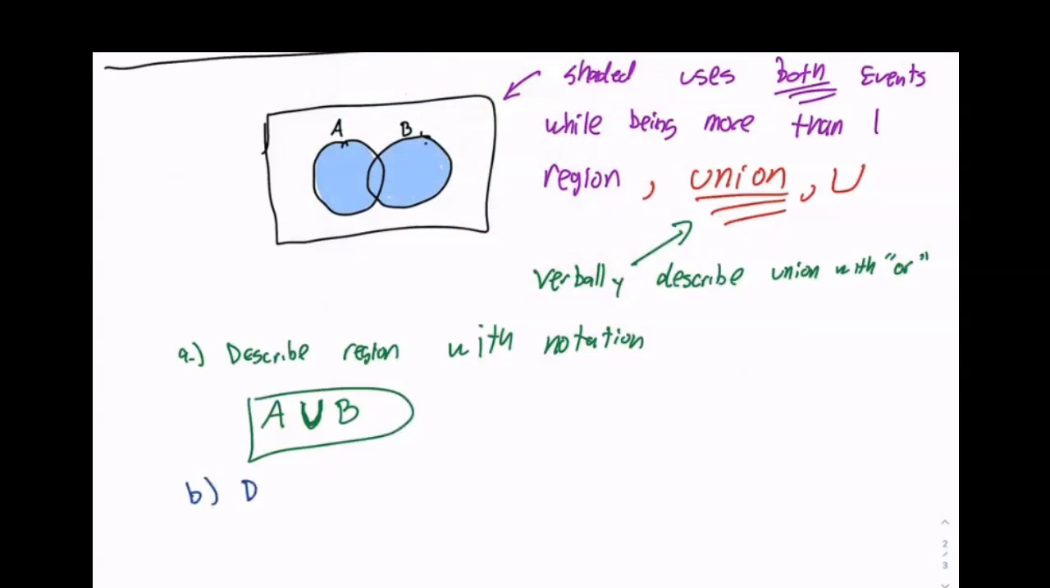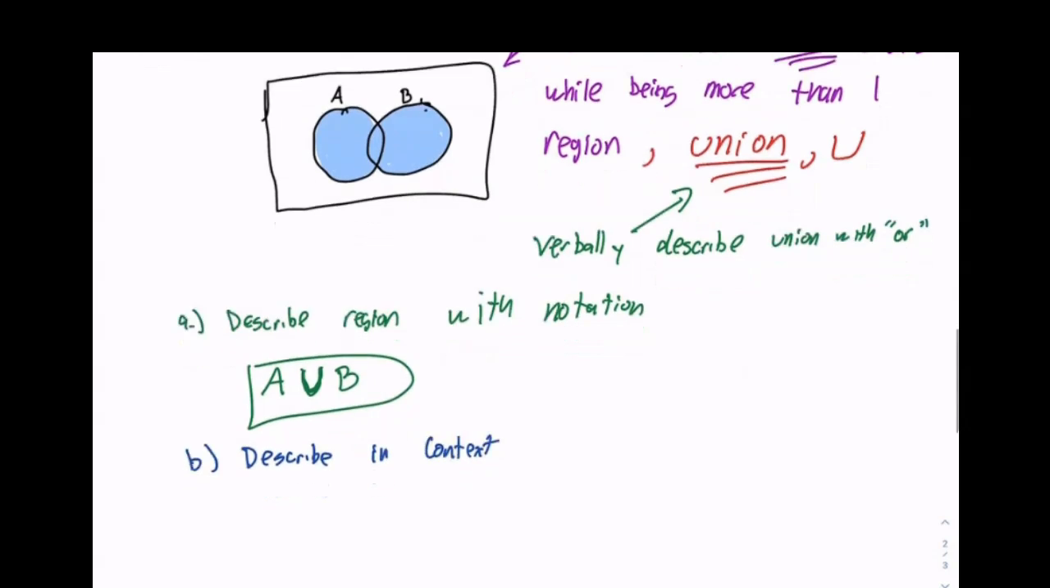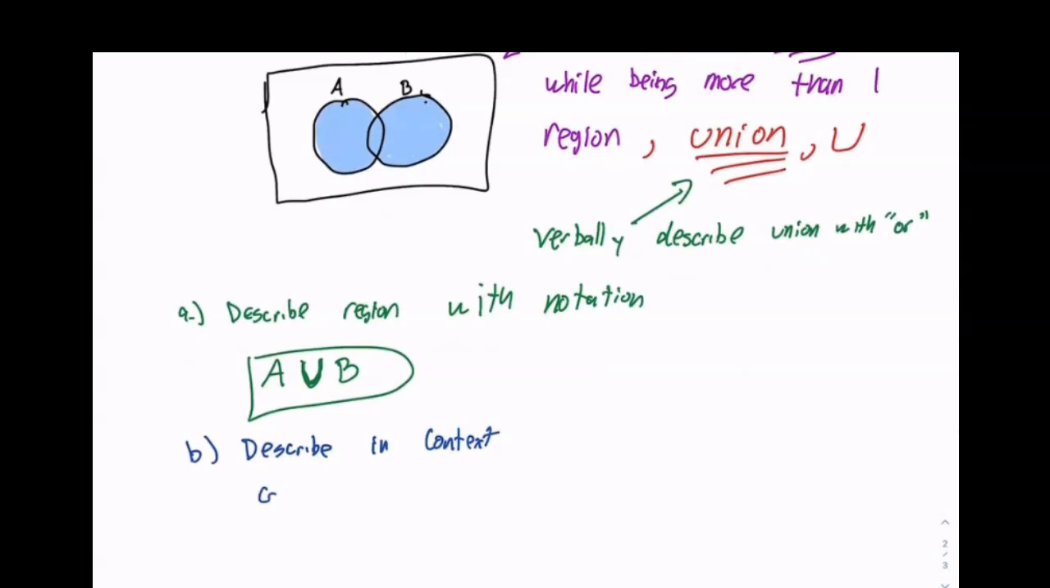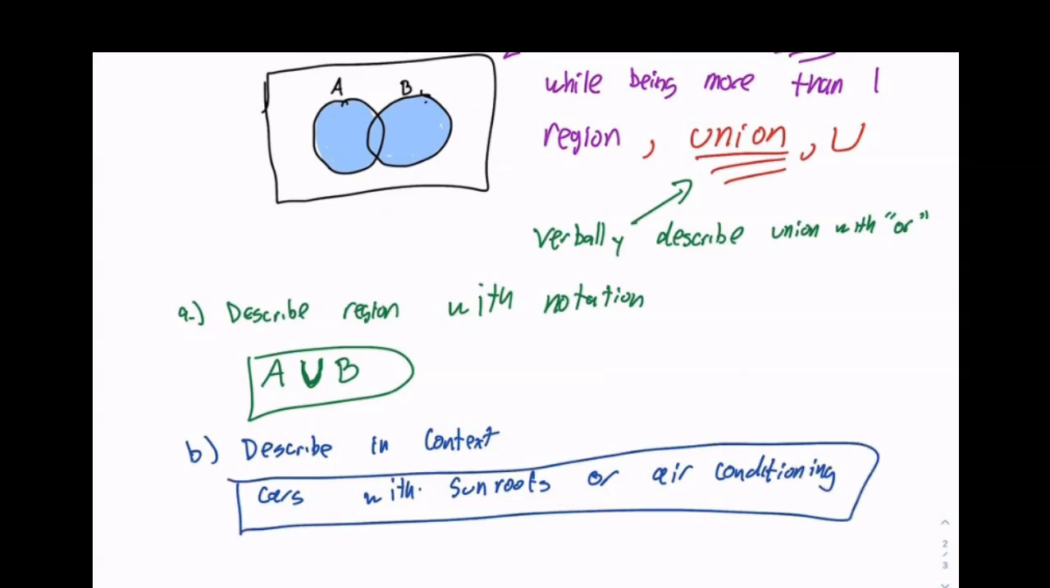And if we describe it in context of the problem, this would be cars with sunroofs or air conditioning. So we count them if the car has a sunroof, or it has air conditioning.